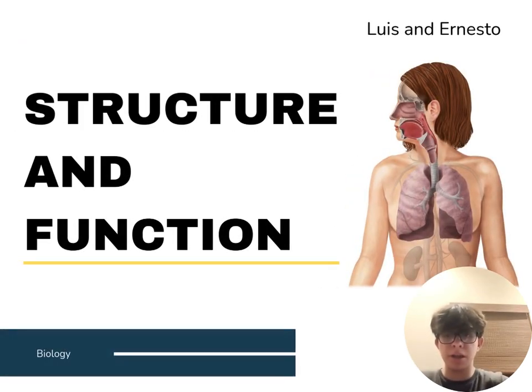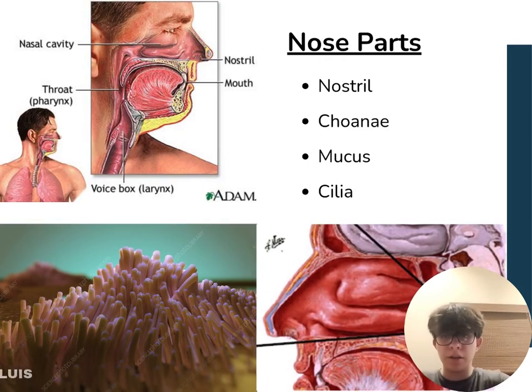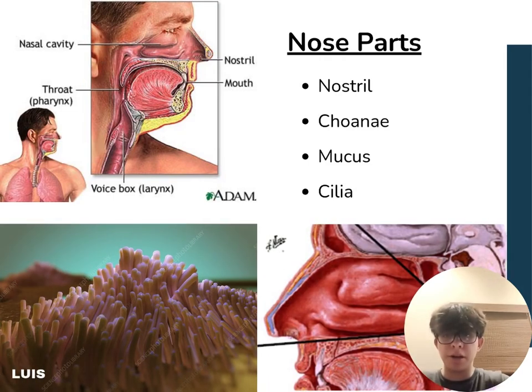Hello, I'm Luis and I'm going to explain the structure and function of the respiratory system. First, we have the nose, which is a pyramidal structure that allows the entrance of air. The nostrils are the primary entrance of air. Inside the nose, the choanae connects the nasal cavity to the throat.